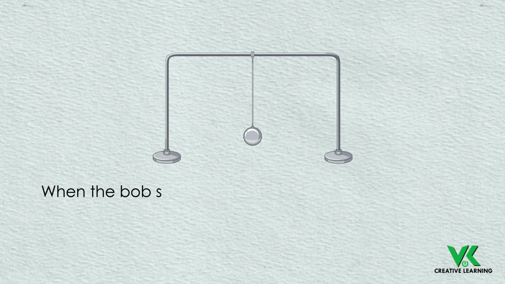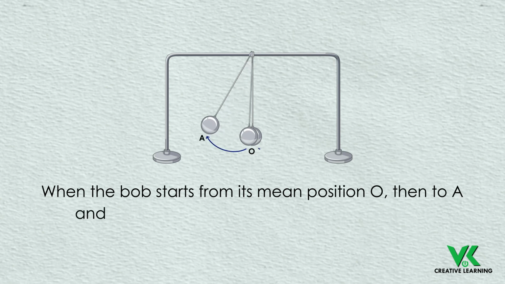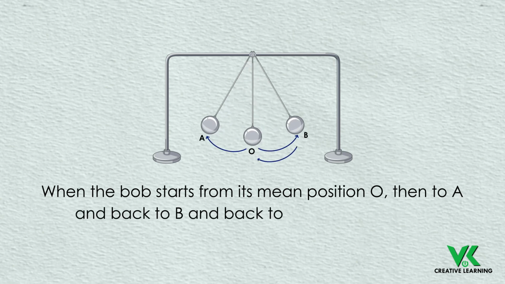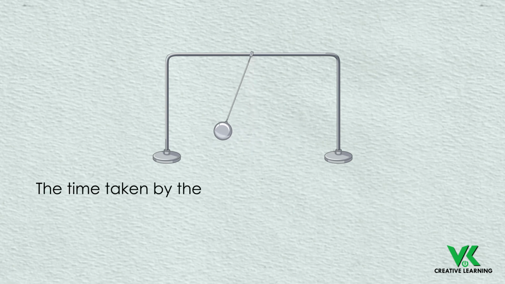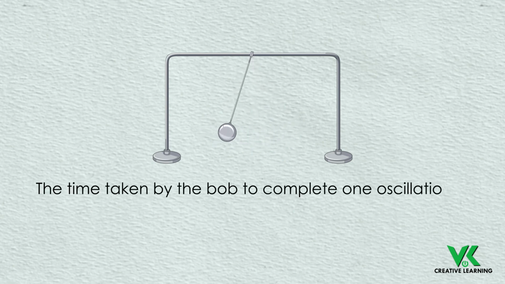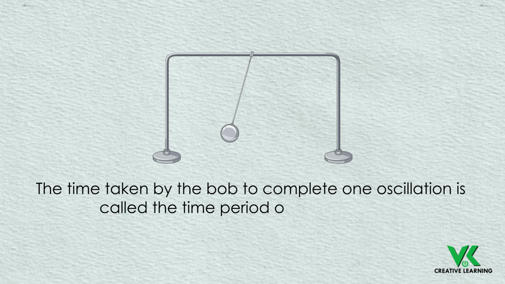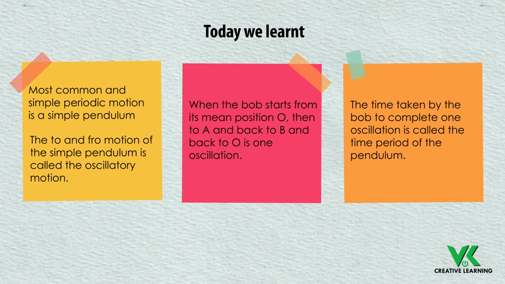When the bob starts from its mean position O, then goes to A, and back to B, and back to O, it is one oscillation. The time taken by the bob to complete one oscillation is called the time period of the pendulum. Let's recall what we have learned so far.